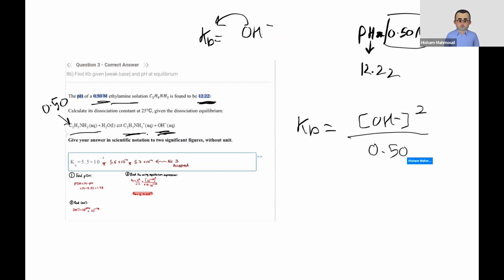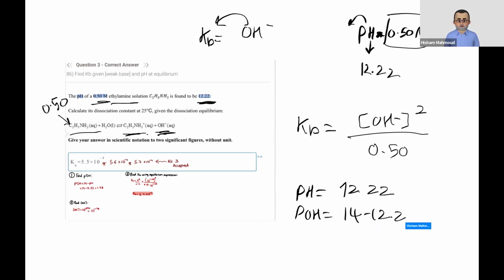How do you get the OH minus from the pH? Change the pH into H plus. So H plus is equal to 10 to the power of negative 0.50. No, this is not it, 0.50 is the concentration. It's 10 to the power of, again, let's write it here. If I have pH equal to 12.22, so pOH is equal to 14 minus this value. That's equivalent to 14 minus 12.22.